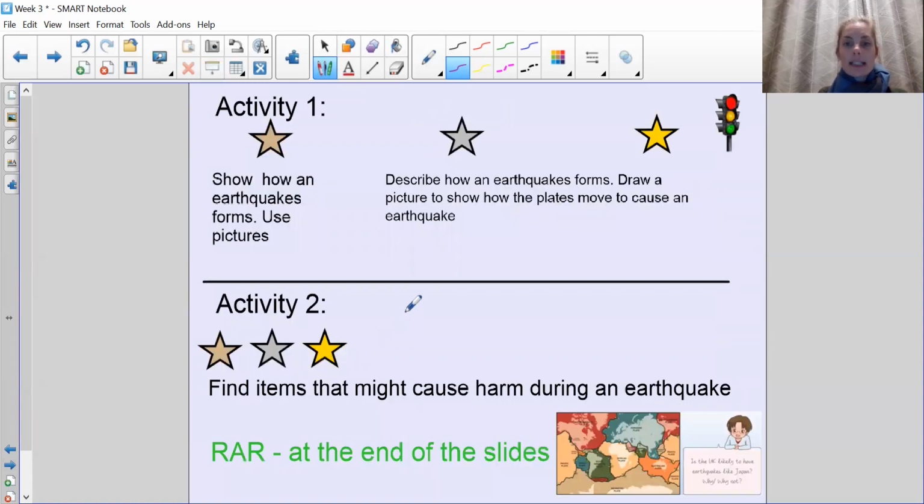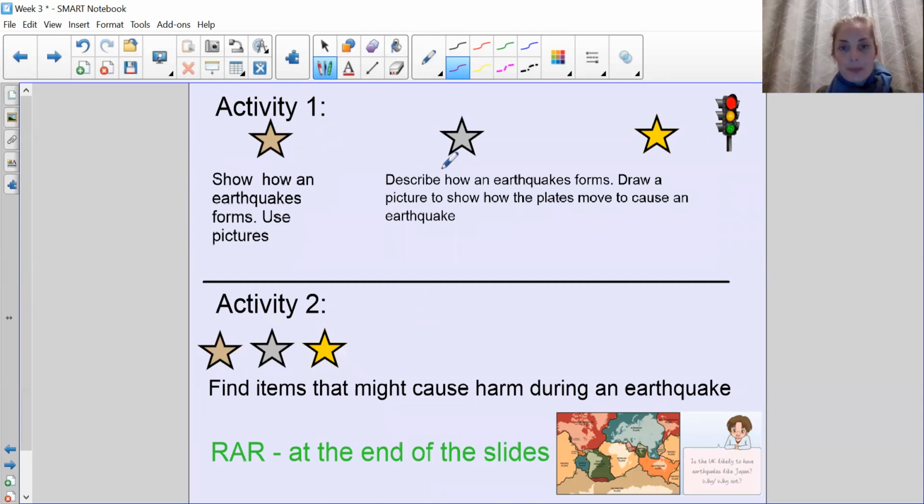Right, so your activities today are very similar for each group. So you've got 2 activities that you're going to be doing for me. The first activity is I would like you to explain and describe to me how an earthquake is formed. Now, if you're doing the bronze, you can just draw pictures to show me how an earthquake forms. So you can use those tectonic plates coming together, use arrows to show the direction, right?